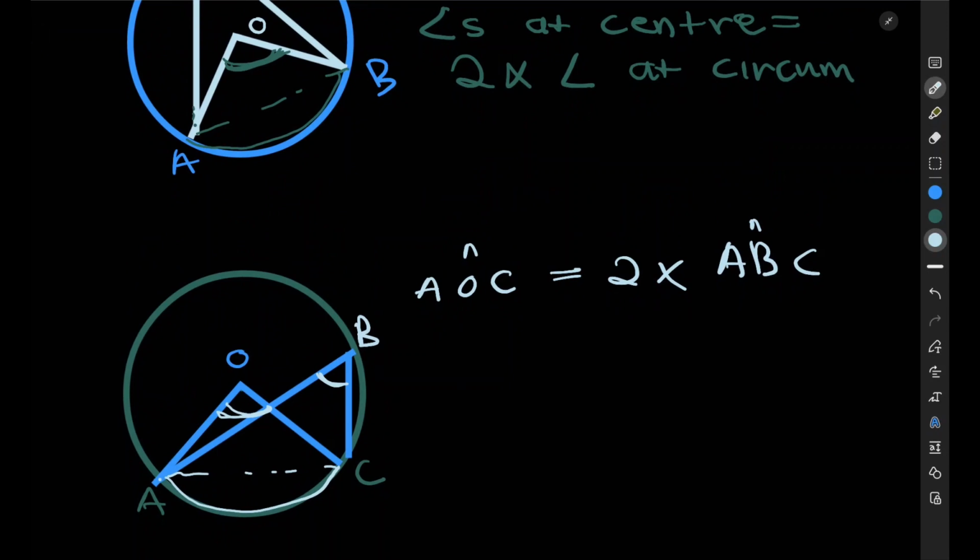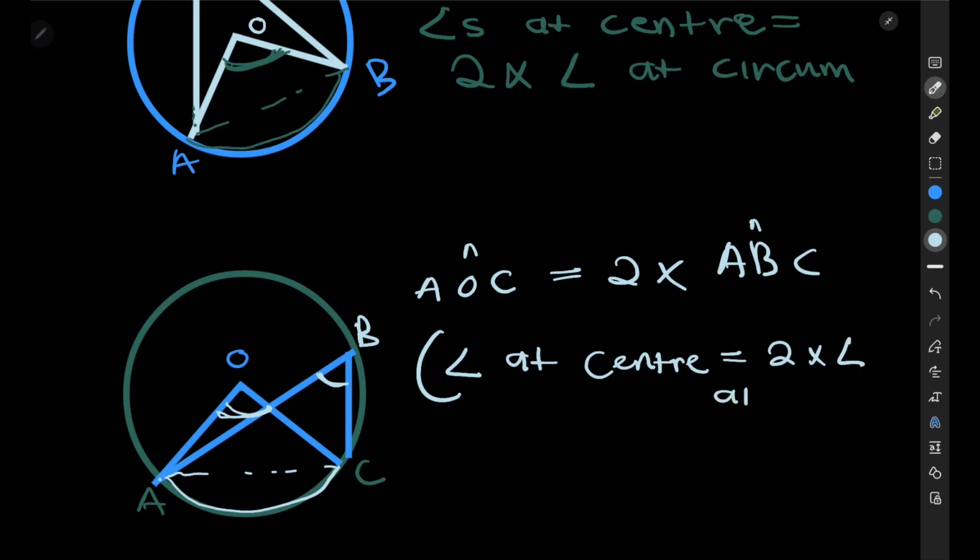The theorem basically says the angle at the center of a circle subtended by an arc or a chord is double the angle at the circumference subtended by the same arc or the same chord. And how you write the reason after declaring that, after the deduction, you say angle at center is equal to 2 times angle at circumference. So that's basically theorem number 2. It's also an easy theorem to remember.